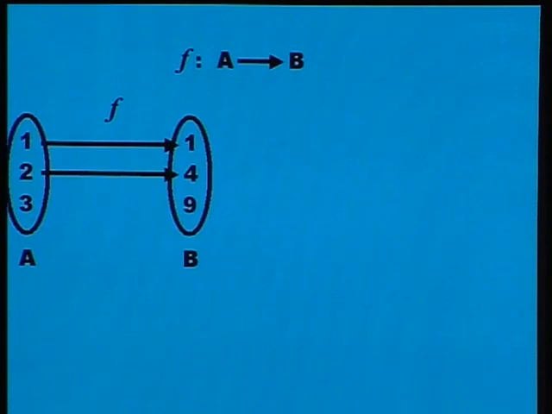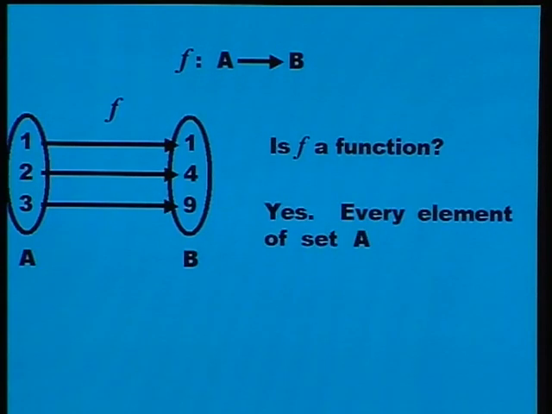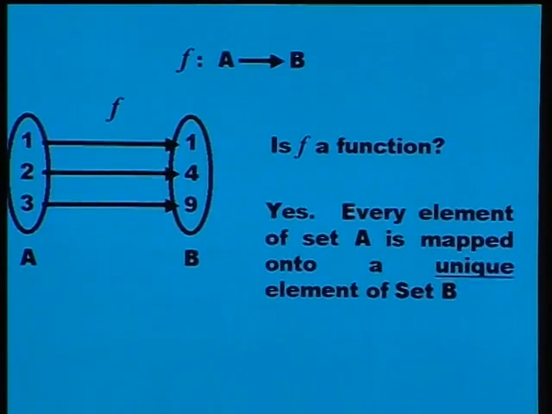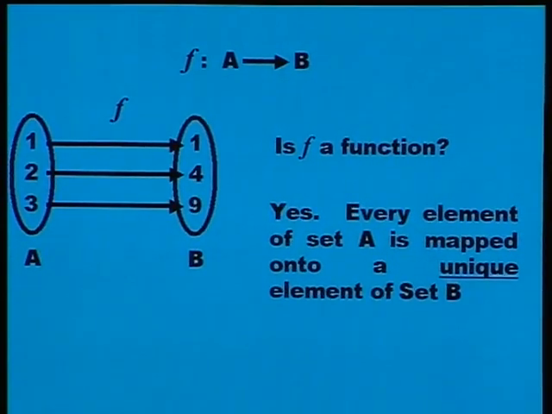We will now consider a few examples. We'll see together whether the relationships are functions or they are not functions. So, consider a function f from set A to set B. Is f a function? All the elements of set A have been associated with elements of set B, and each one from set A has been associated to only one element in set B. So we'll say yes, it is a function because every element of set A is mapped onto a unique element of set B.